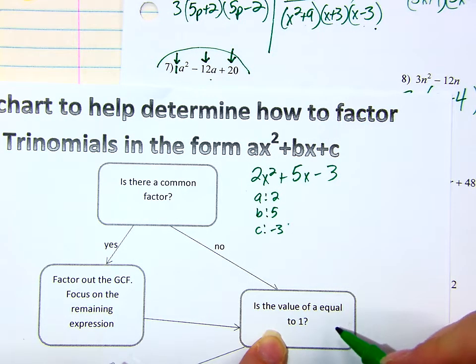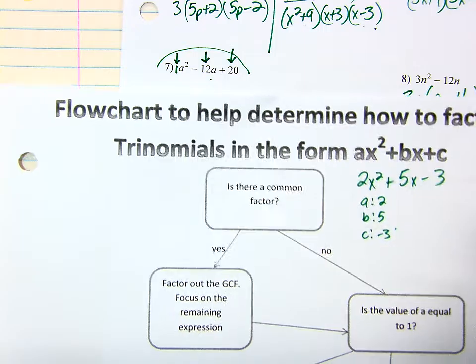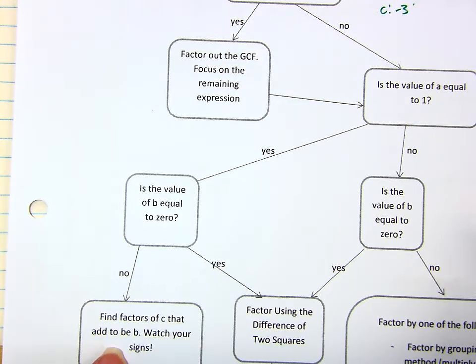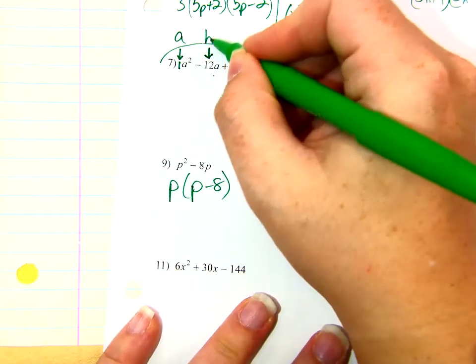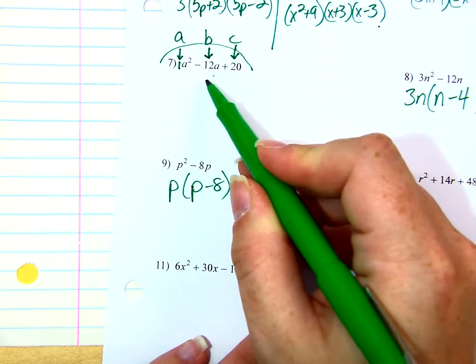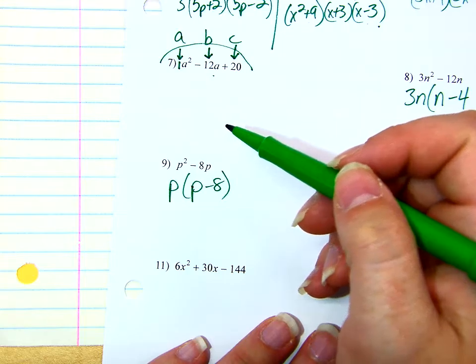Okay, so is the value of a equal to 1? Yes, it is. Is the value of b equal to 0? No, it's not. Find factors of c that add up to be b. Watch your signs. That's it. A, b, and c. You want factors of this that add up to be that. Do you remember doing this? So what are factors of 20 that add up to be negative 12?